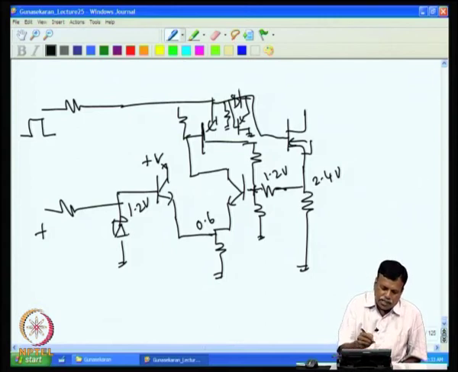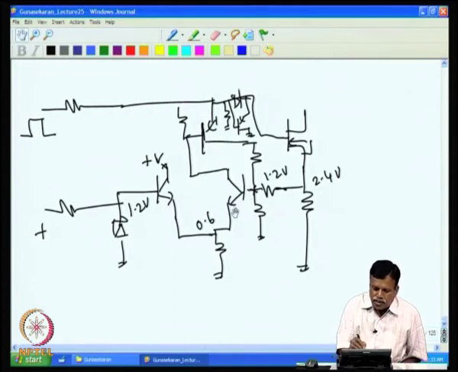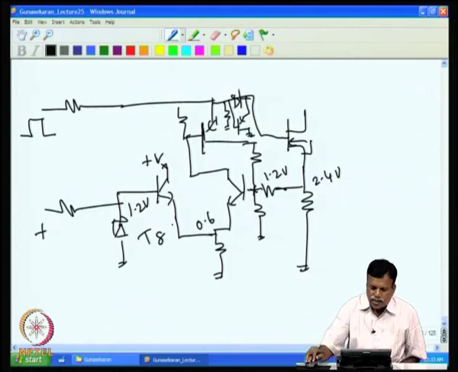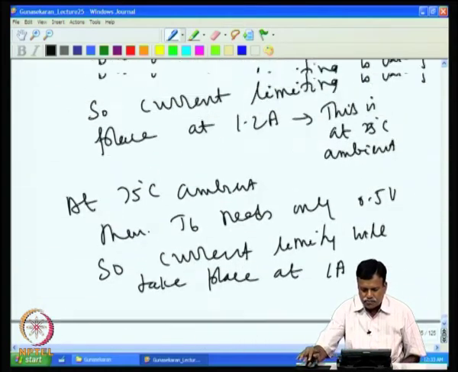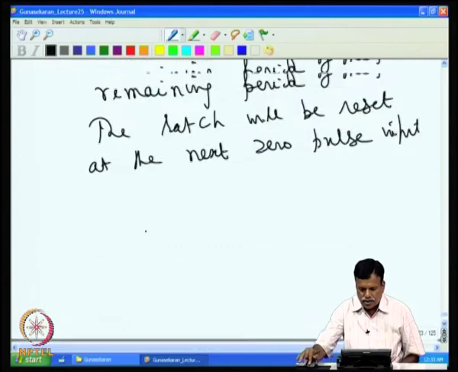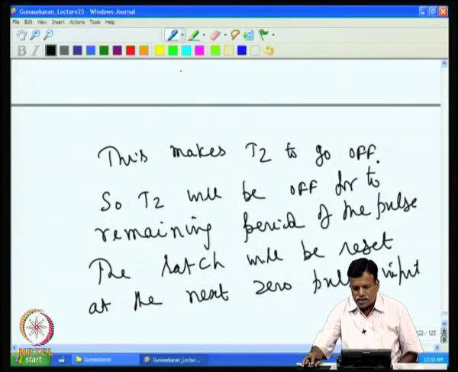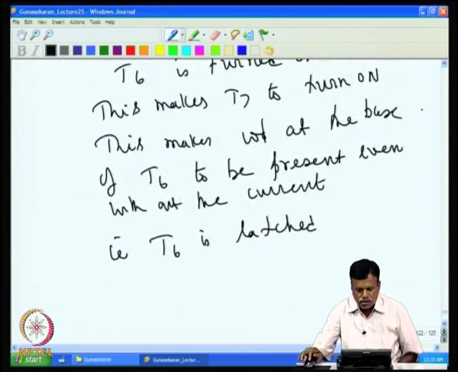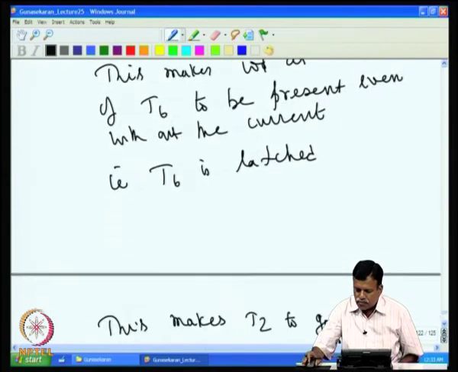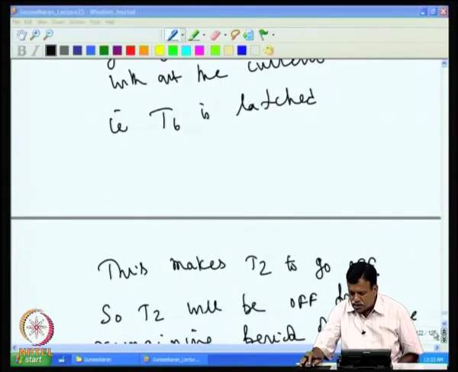By incorporating this transistor, we have avoided the drift produced by this base emitter voltage. So, we will call this one T8, and this one we have named earlier as T6. So, we will put it as T6.